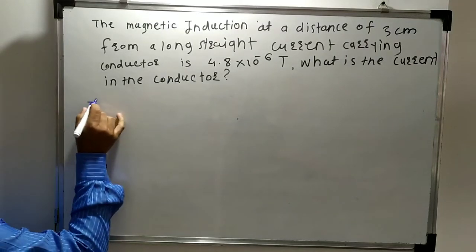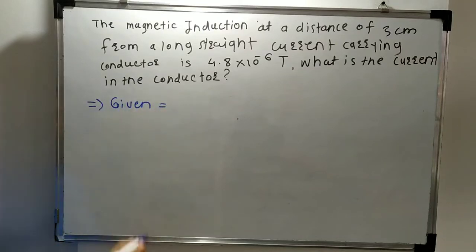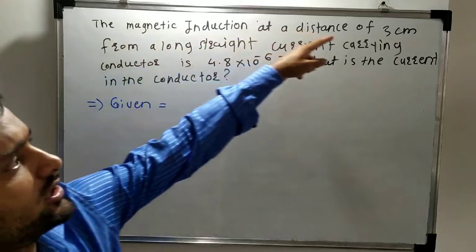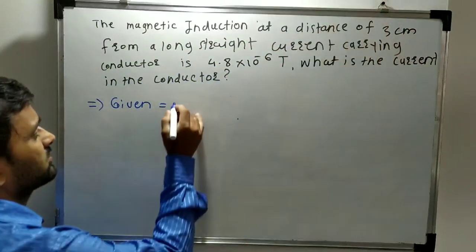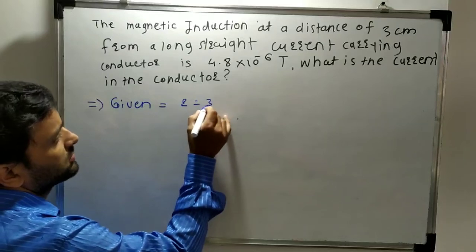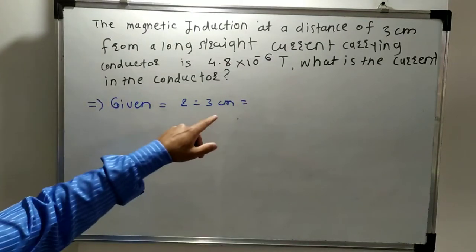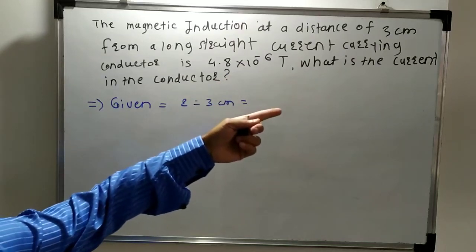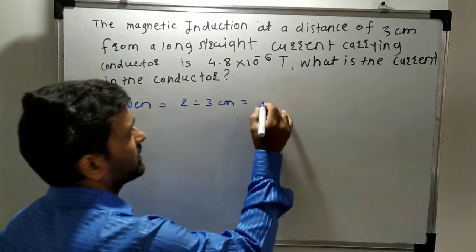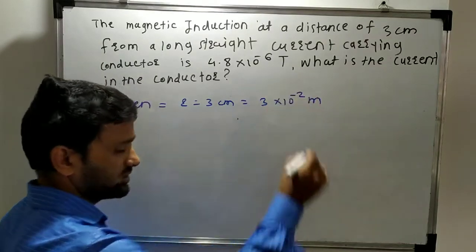What are the given terms? Magnetic induction at a distance of 3 centimeter. R is given. What is the value of R? It is 3 centimeter. But the value is given in centimeter. How can we convert this centimeter to meter? Multiply this 3 by 10 raised to minus 2 meter.